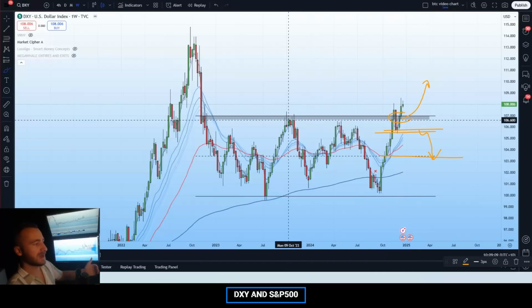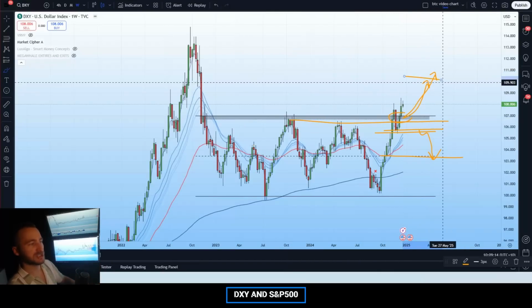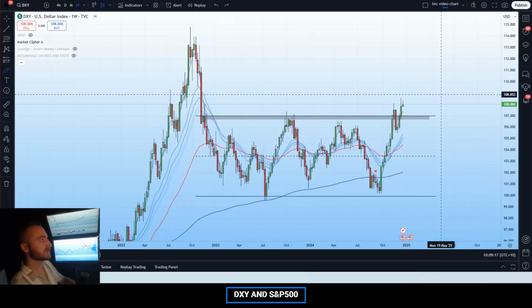We have broken out. We are above this level of resistance. We have retested it. We've continued. We are expecting continuations to 110. Moving over to the S&P 500, and then we will jump into Bitcoin.